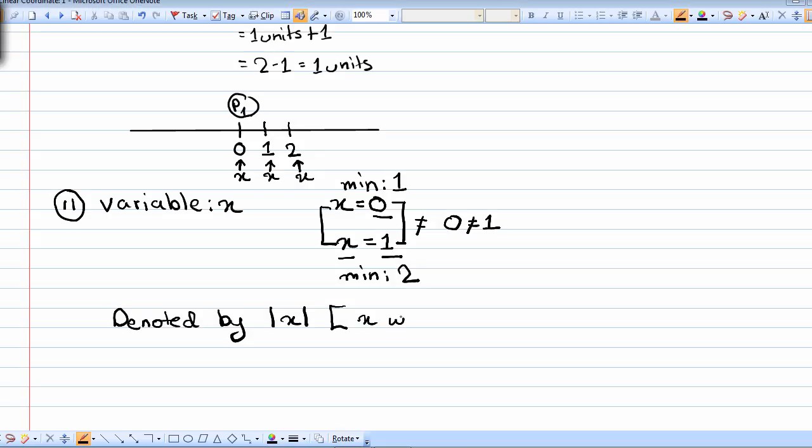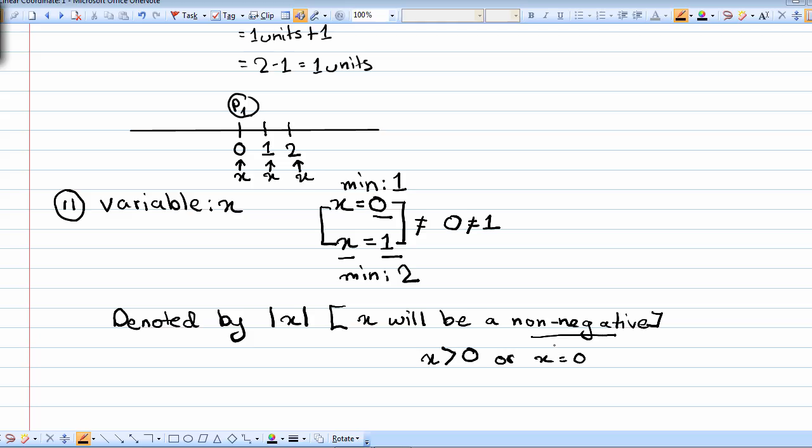x will be a non-negative number. So you might come across this term called non-negative. What does that mean? Non-negative means that x can be greater than 0 or x can be equal to 0.